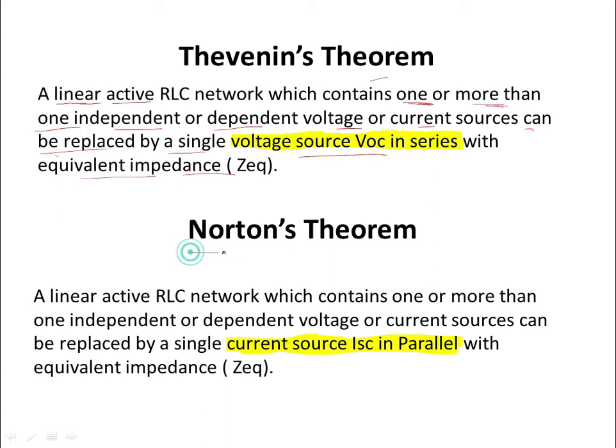Now for the Norton theorem, the conditions are the same: linear, active, one or more than one independent or dependent voltage or current sources. But this can be replaced by a single current source ISC in parallel with the equivalent impedance Z equivalent. See, the difference between these two theorems is this statement: voltage source VOC in series with Z equivalent, and current source ISC in parallel with Z equivalent.